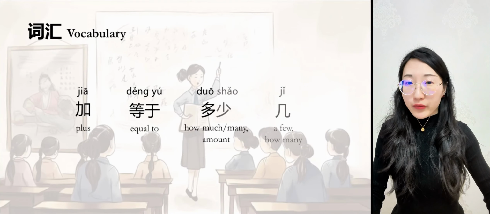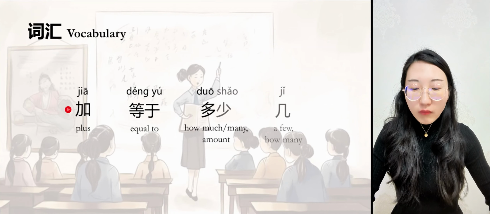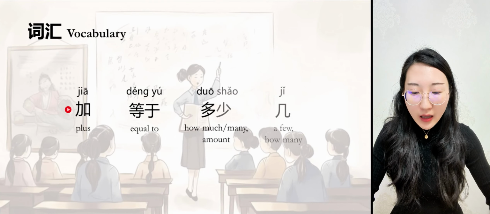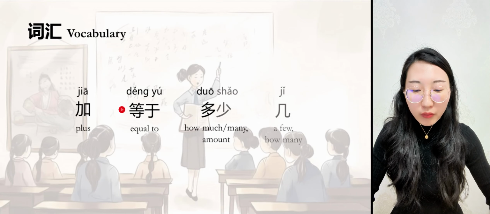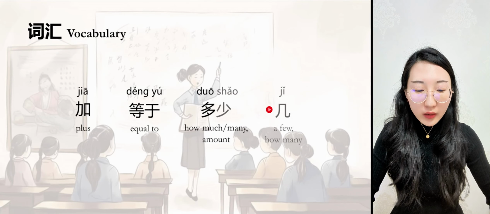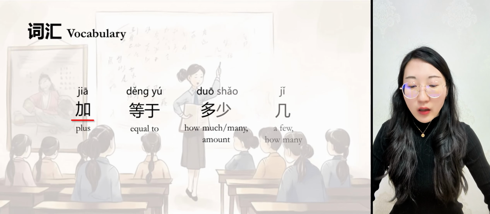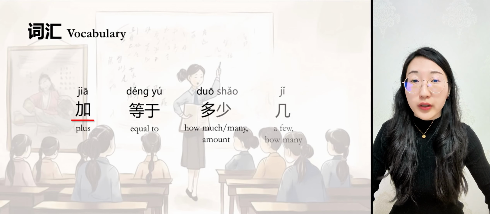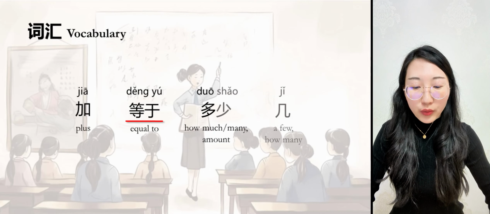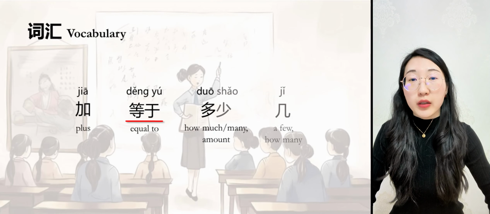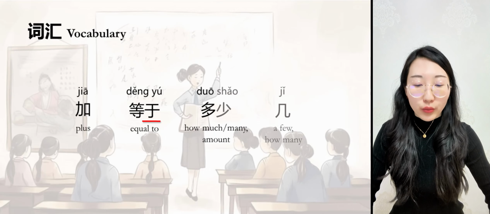Now let's get to vocabularies first. You can read after me now. 加, 等于, 多少, 几. First word 加, plus. There's nothing much about this word. We're gonna see how to use it in sentences later. And next word 等于, equal to, and this word is made of 2 characters, 等 and 于.